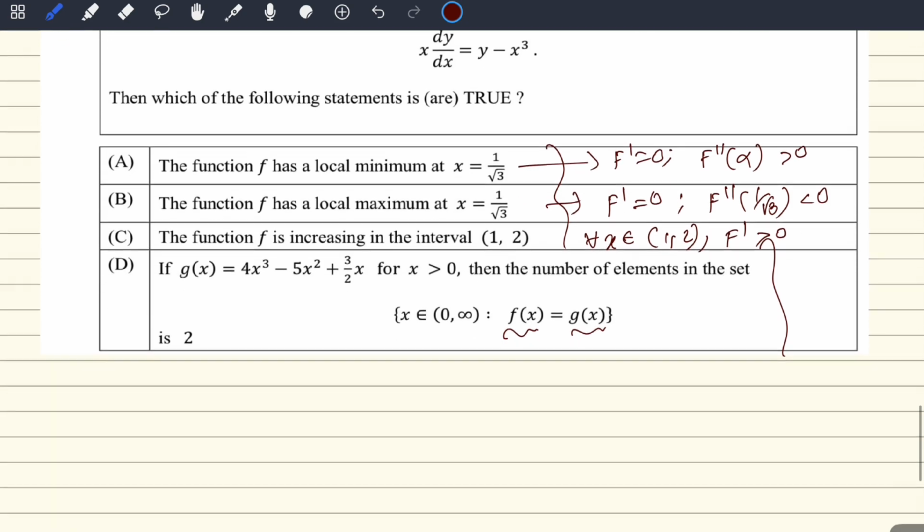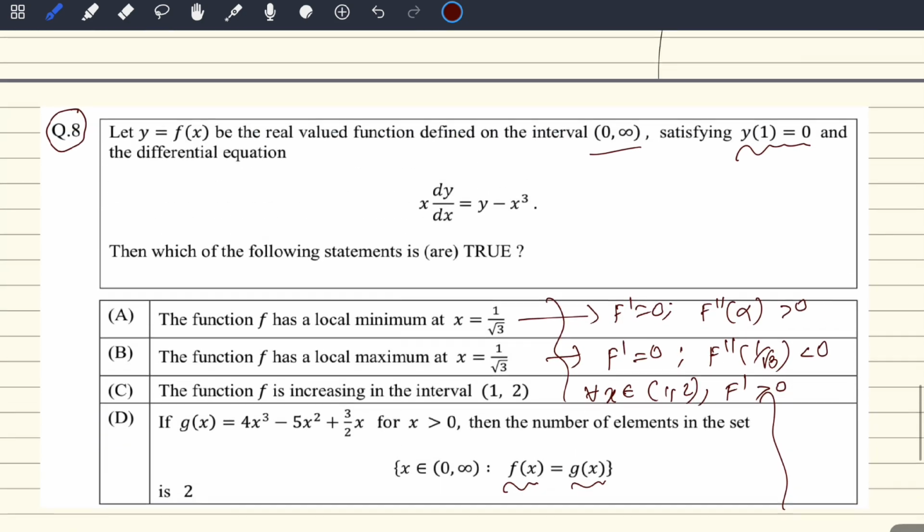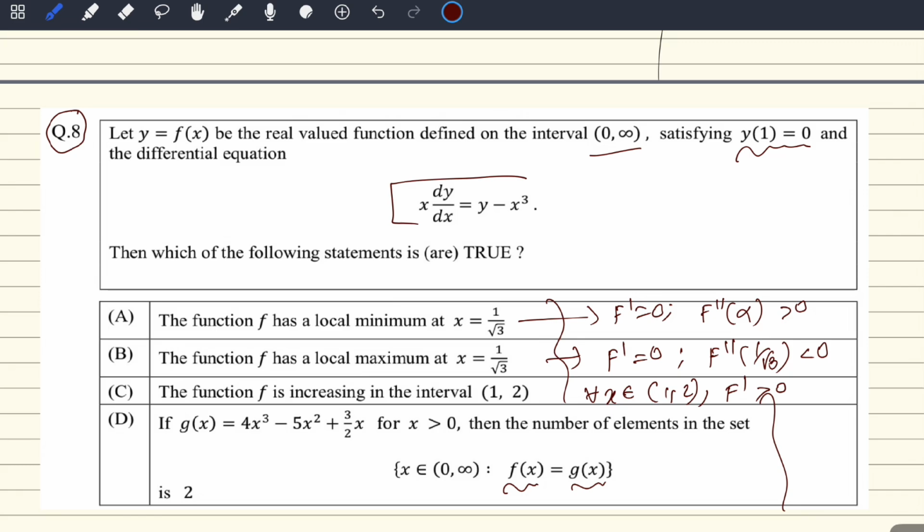So what we are going to do, first we have to solve the differential equation. In this differential equation, you can observe the dependent variable is y, and this differential equation contains a linear term in y. That means the differential equation is a linear differential equation in y.